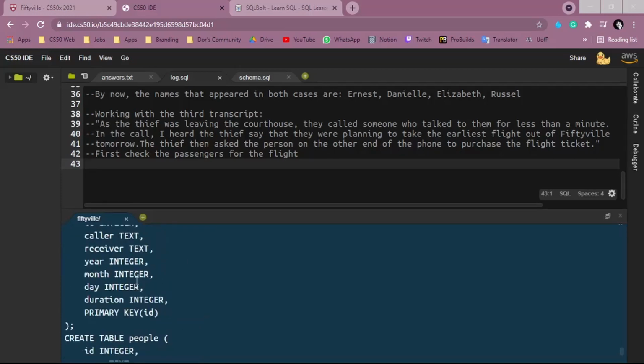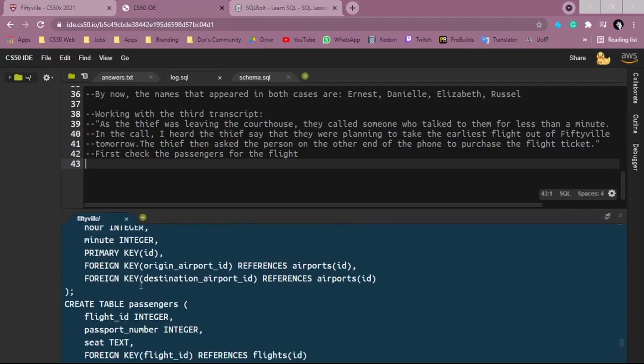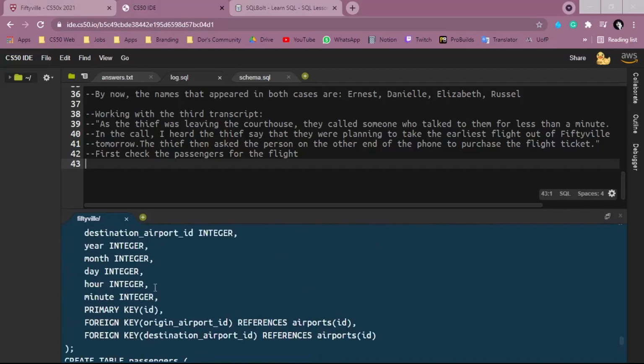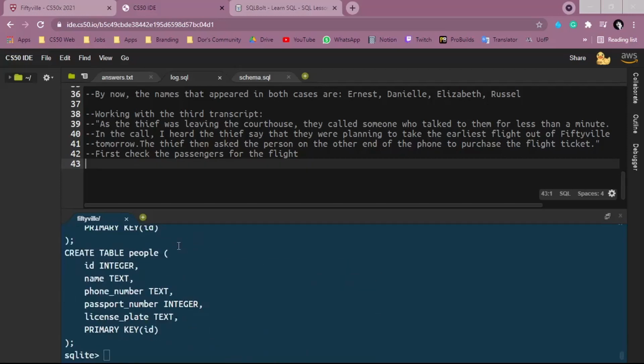And the name of the suspects has a relationship with the passengers. So we're going to get the passengers of a flight. And how are we going to get the passengers? We're going to get the passengers using the flights table. So here we're going to use 3 tables.